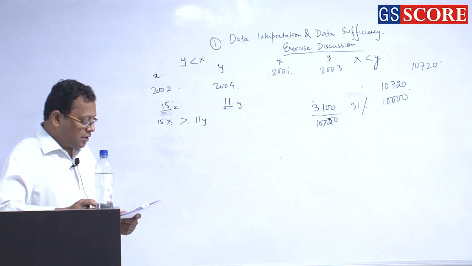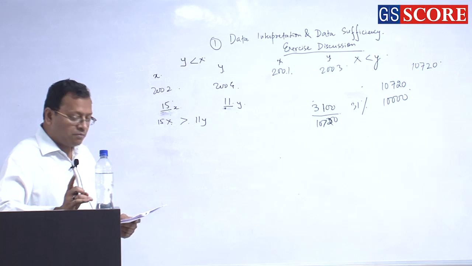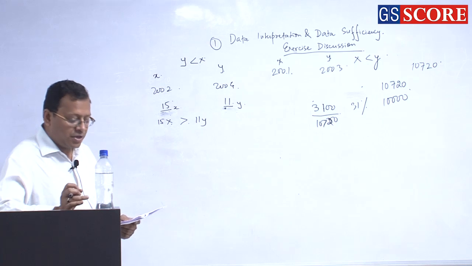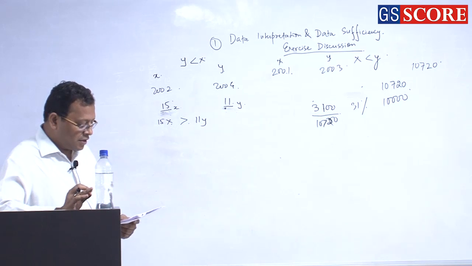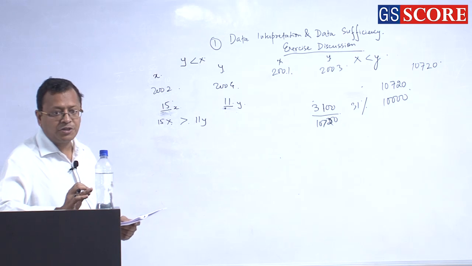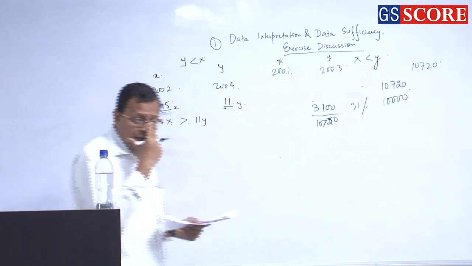Question number 1. B alone but not A alone is option A. A alone but not B alone is option B. Either of them is option C, and not sufficient is option D. So I have changed it a little bit here, so you have to be very careful here.